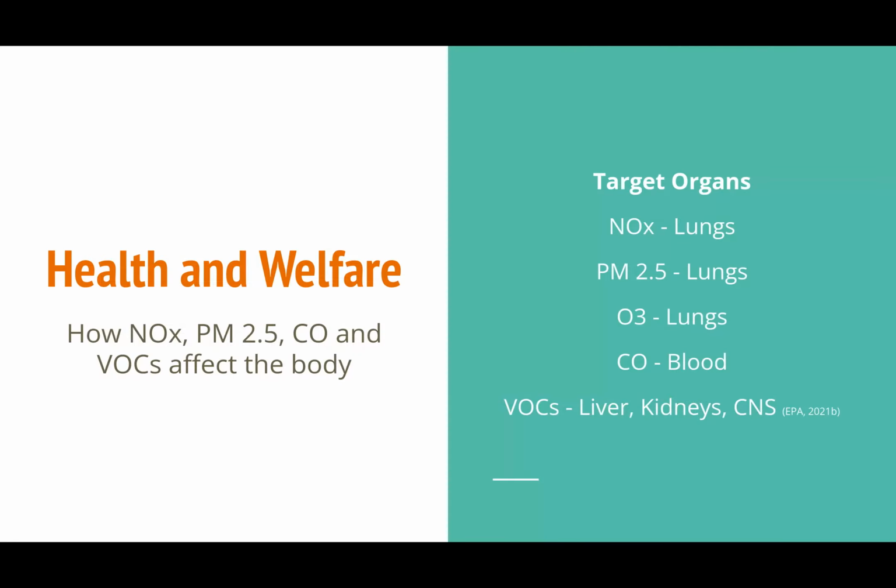For the main pollutants in Fort Worth, the target organs are the lungs for nitrogen oxides, particulate matter 2.5, and ozone. The blood or the circulatory system is targeted by carbon monoxide, and the liver, kidneys, and the central nervous system are targeted by volatile organic compounds. These can have an adverse effect on individuals who may have pre-existing health concerns like asthma, lung disease, or other respiratory issues.